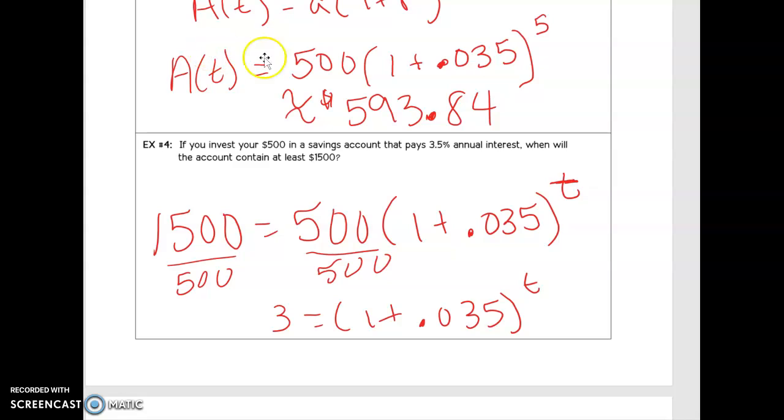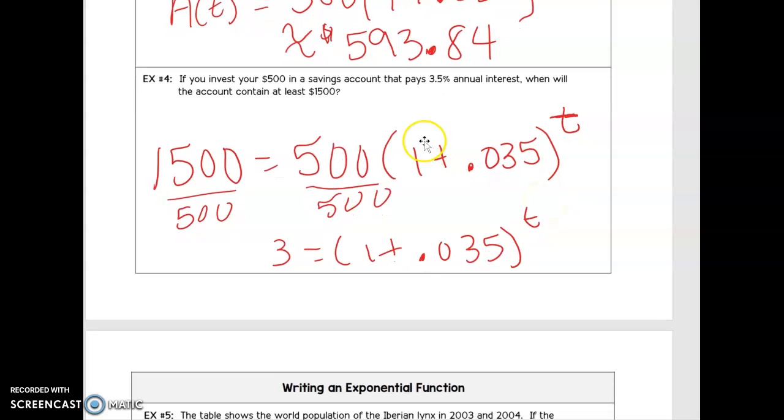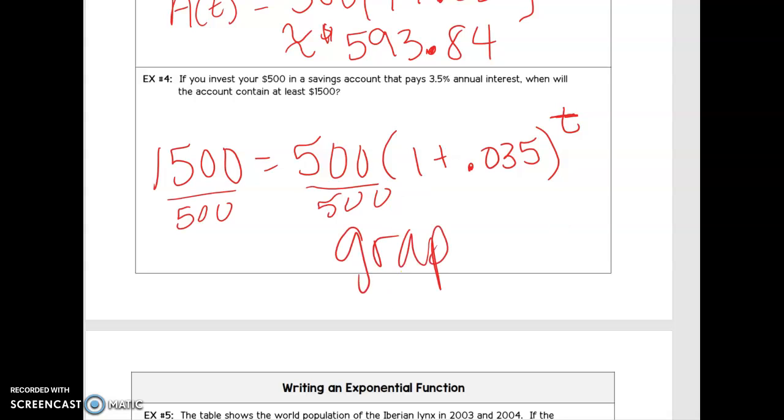Type this into a graphing calculator and then look at your y value. When it's at 1,500, you're going to give an estimate time, and it's approximately 31, 32 years. So graph, that's what I'm going to put down here, graph it.